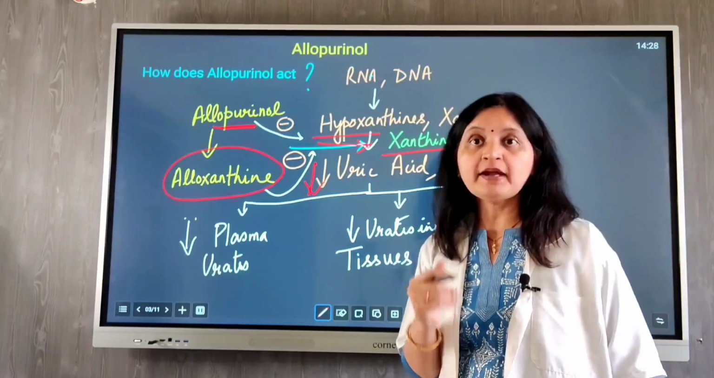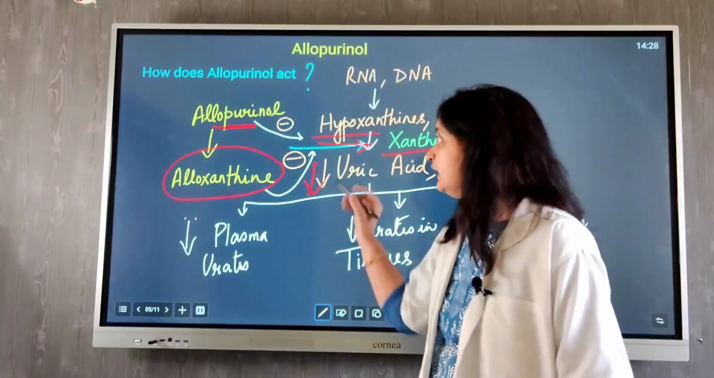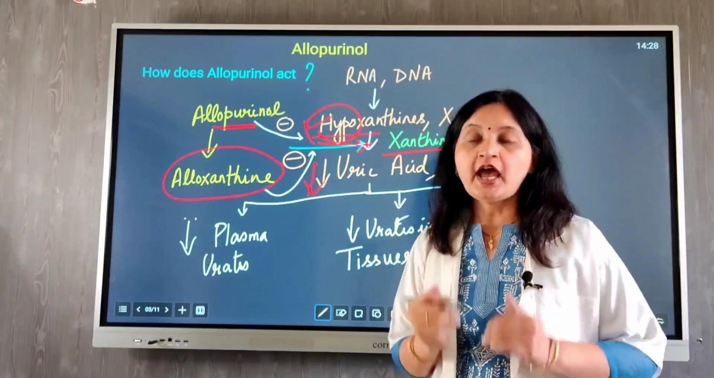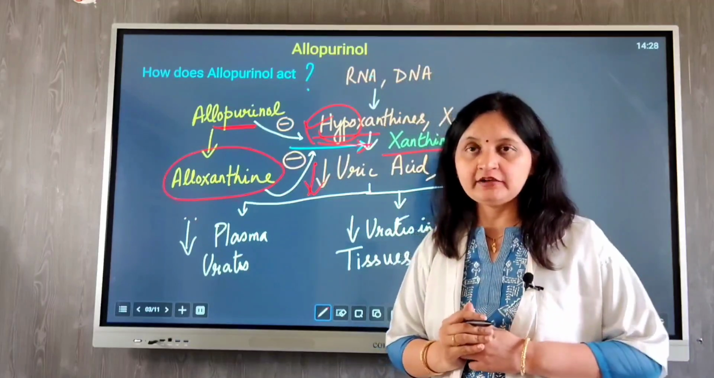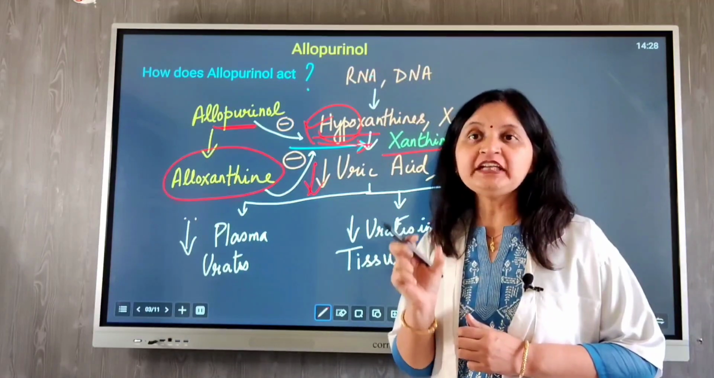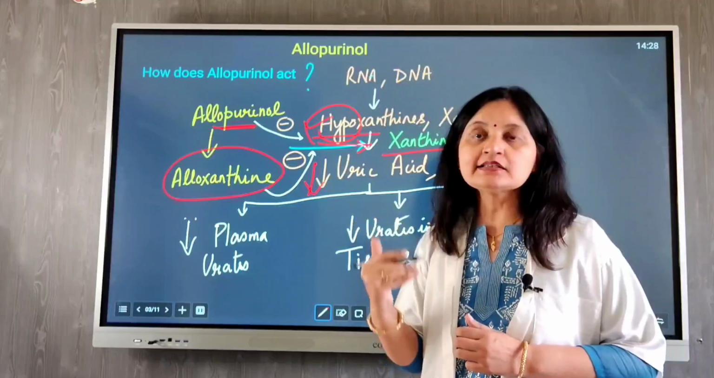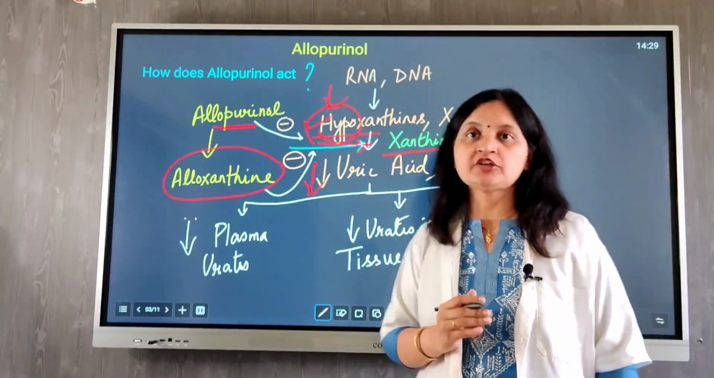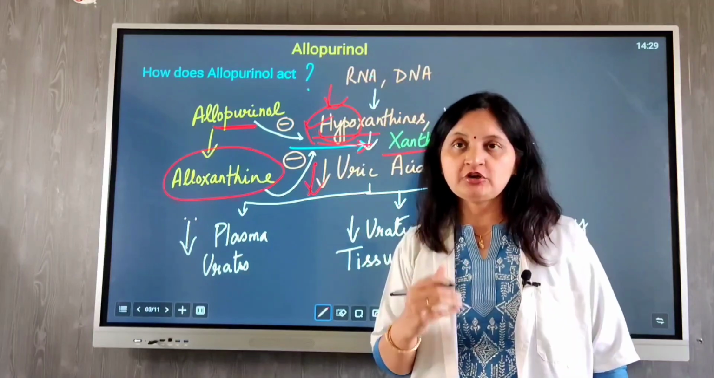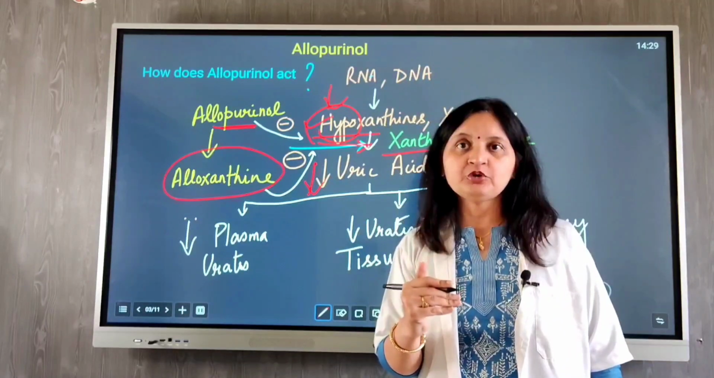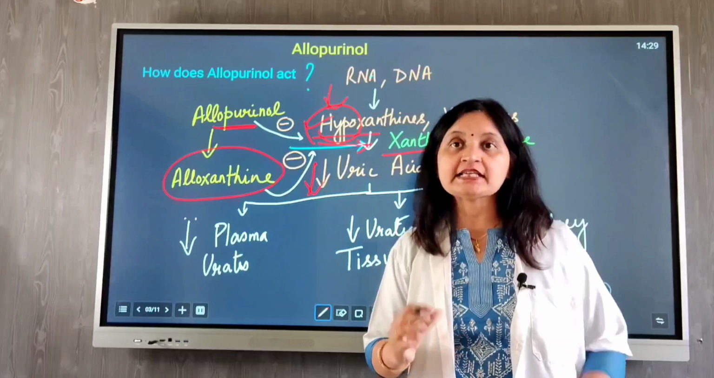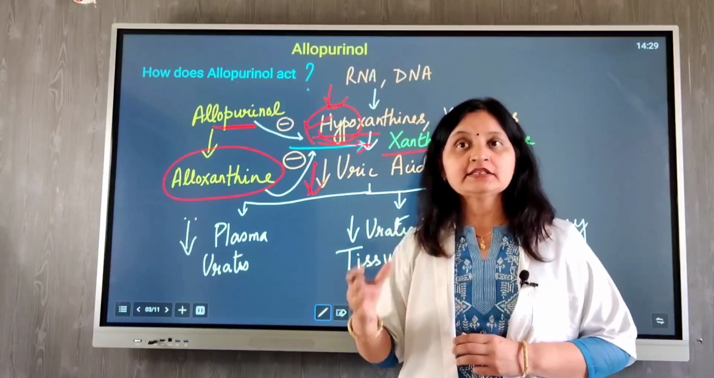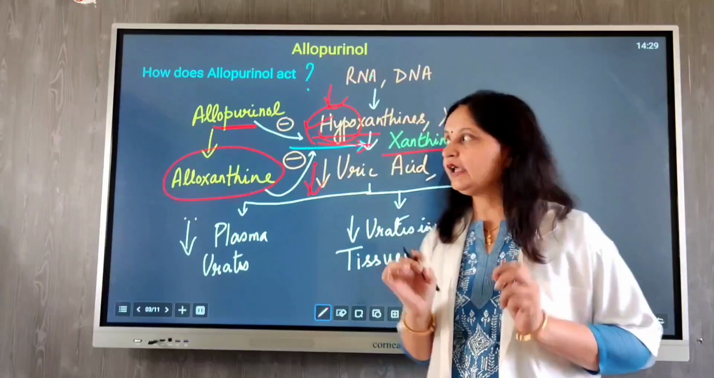Also to be noted that by decreasing the uric acid synthesis, the concentration of hypoxanthine increases. And because the concentration of purines increases, there is some amount of feedback inhibition that decreases the release of purines from the nucleic acids into the circulation. So because of feedback inhibition also, there is decreased release of purines, decreased synthesis of uric acid, and together it helps in controlling the uric acid level, and this helps in the management of chronic gout.